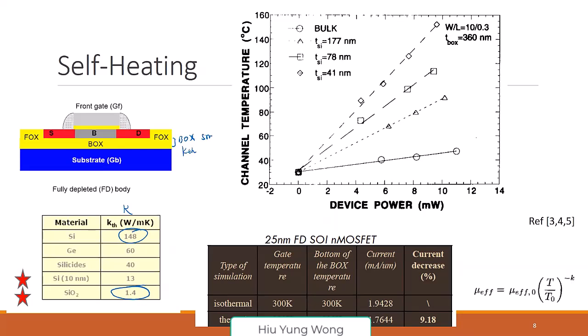Right, this is a small kth, okay, or kappa. So your heat cannot go away. I probably you know already, but why is there heat in the body? Why, in your transistor, does it heat up? A very simple question, but I hope that you can get the right keyword. Why does the transistor get hot?